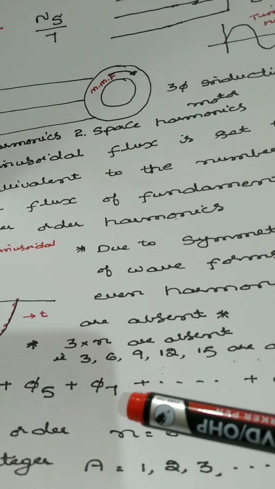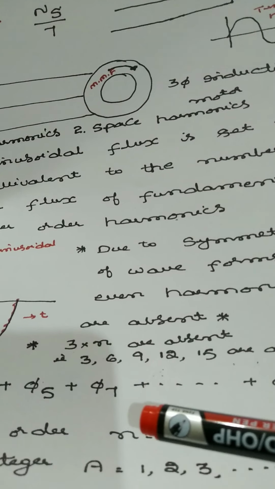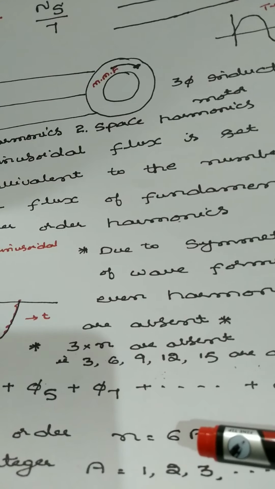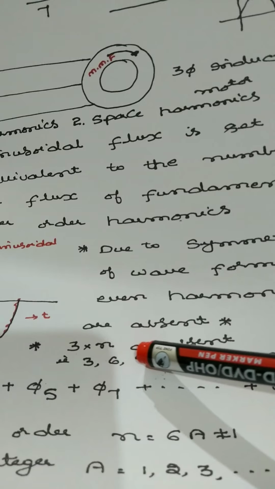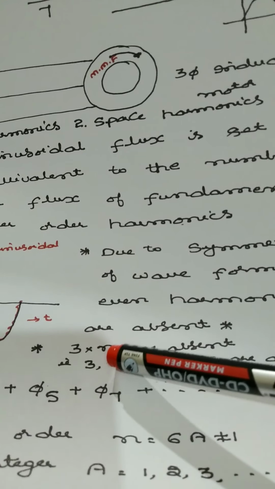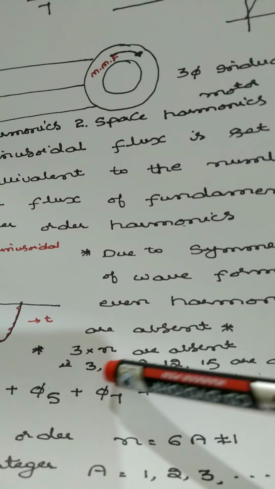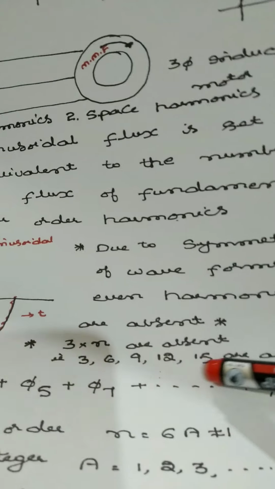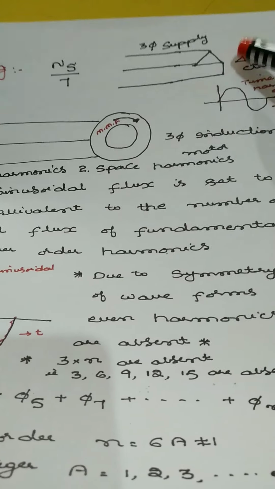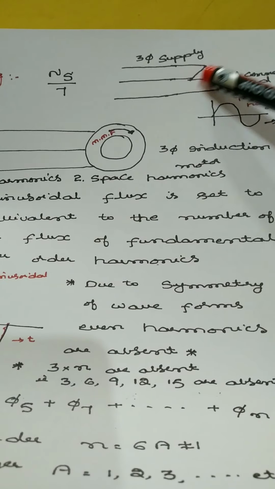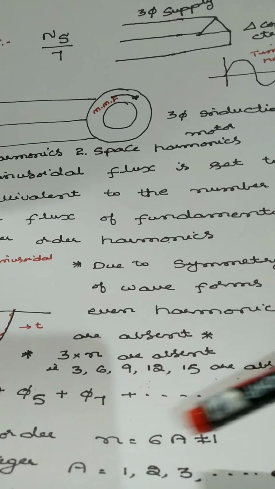That means n equal to 1 gives 3, n equal to 2 gives 6, n equal to 3 gives 9, n equal to 4 gives 12, and so on, where n is 1, 2, 3, 4, 5. These harmonics are all absent. Due to the symmetry of rotating electrical machines and the delta-connected three-phase supply, these harmonics are eliminated.